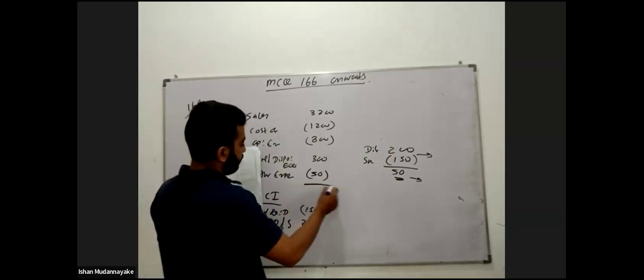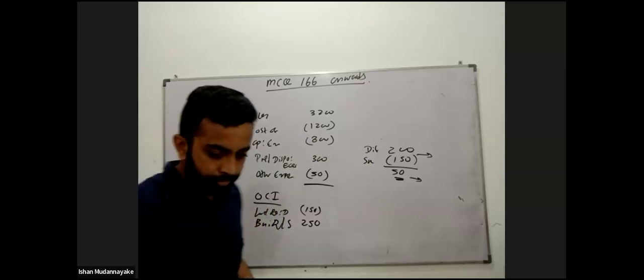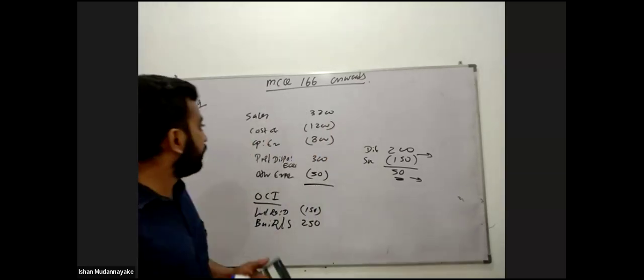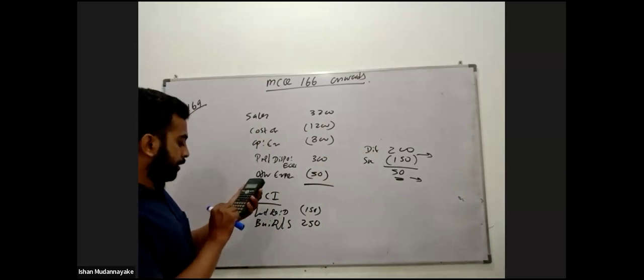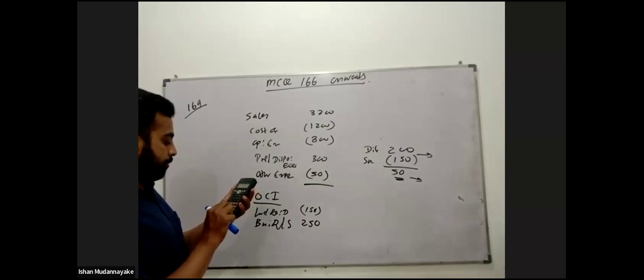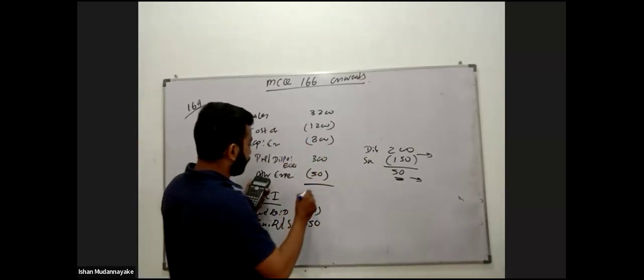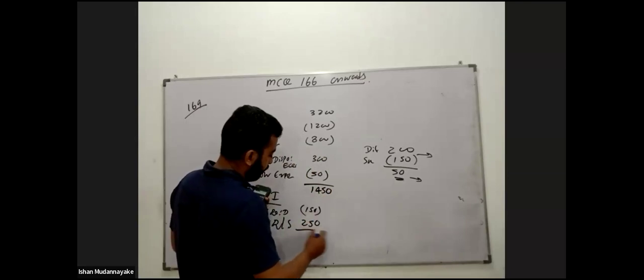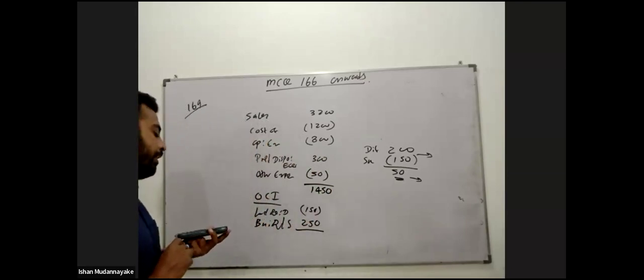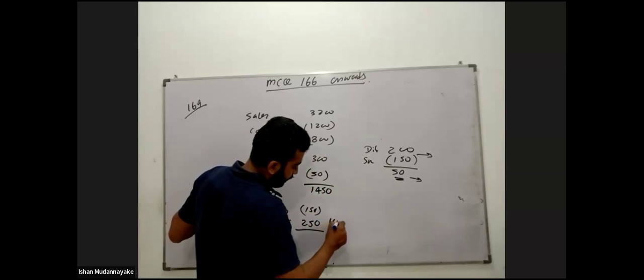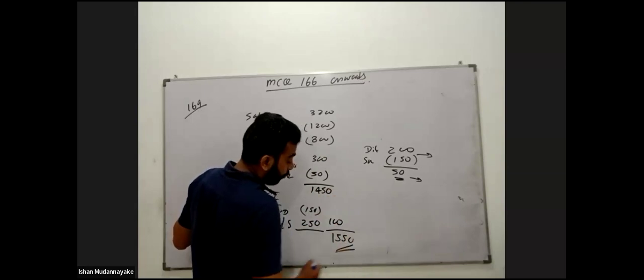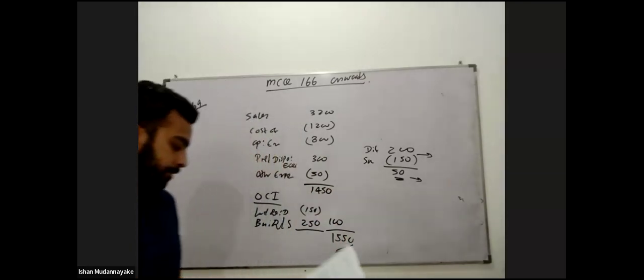Profit for the period, how much? 3,200 minus 1,200 minus 800 plus 300 minus 50. Profit for the period is 1,450. And then OCI, other comprehensive income, net impact is 100. Then total comprehensive income is 1,550.